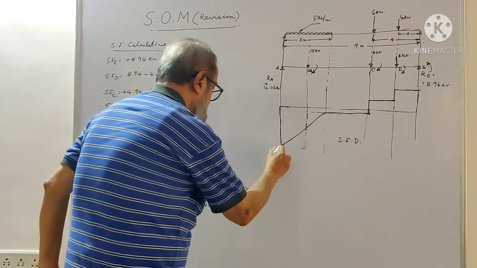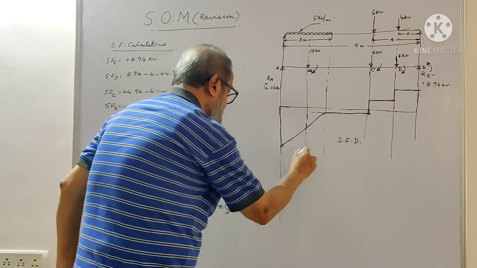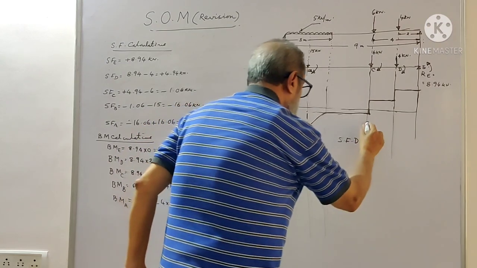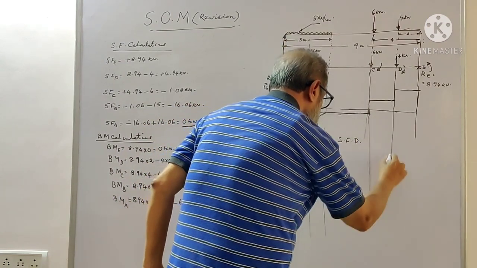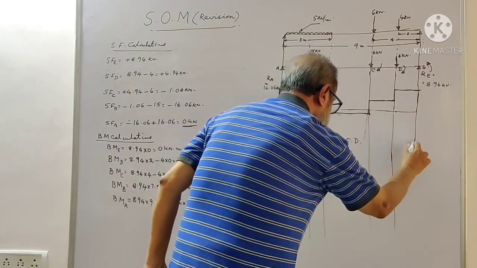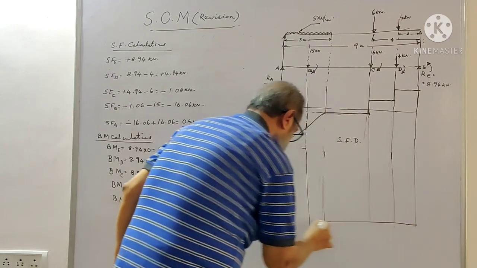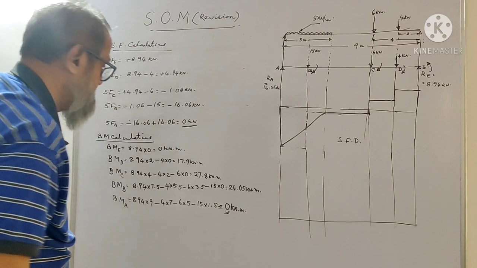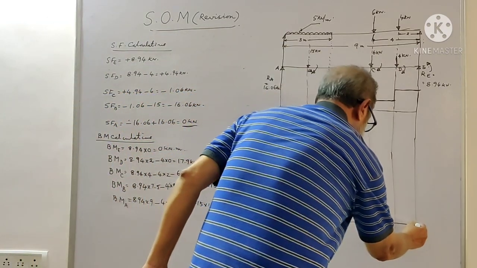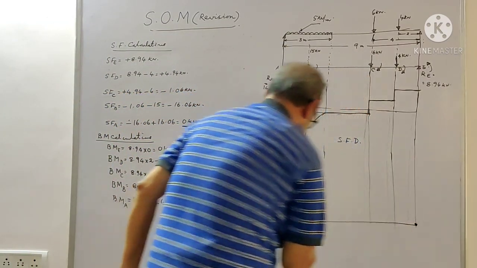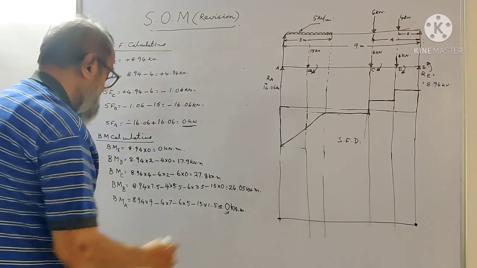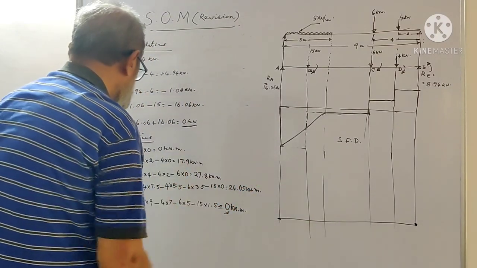Now you draw this, extend these lines like this, and extend these lines, draw a horizontal line, that is the zero line of the BMD. Here it is zero for a simply supported beam. Here also it will be zero, right? Zero, zero. Then mark these values.